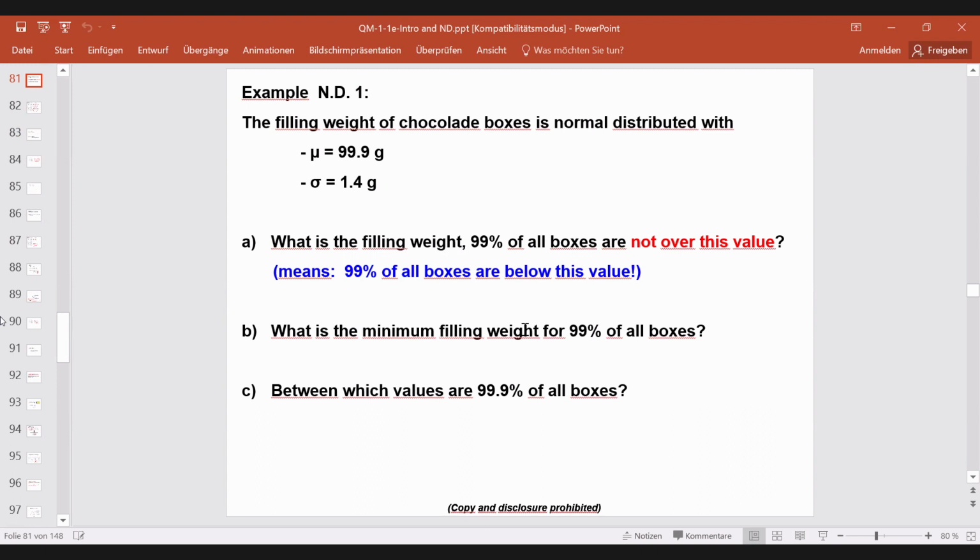The question related to a lower threshold. And between which values are 99.9% of all the boxes? Between which two values? This is a question of two-sided thresholds. And 99% of all the boxes have to be between these two values. Now, let's have a look at question number A.